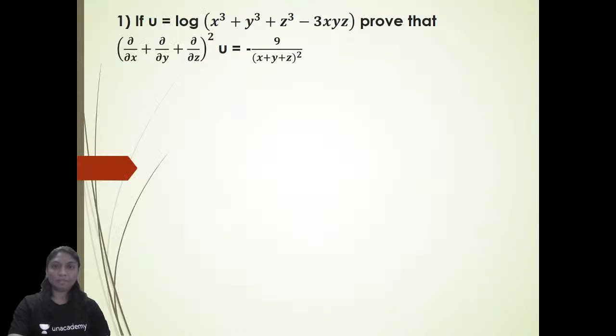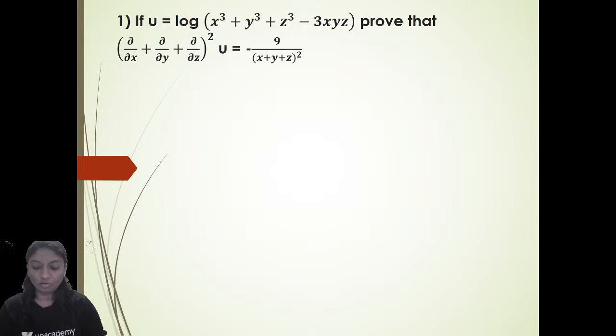Okay. Now we will see the first example of this lecture, that is how to find out the partial derivatives. If u is equal to log of x cube plus y cube plus z cube minus 3xyz, prove that (∂/∂x + ∂/∂y + ∂/∂z)² u is equal to minus 9 by (x + y + z)².